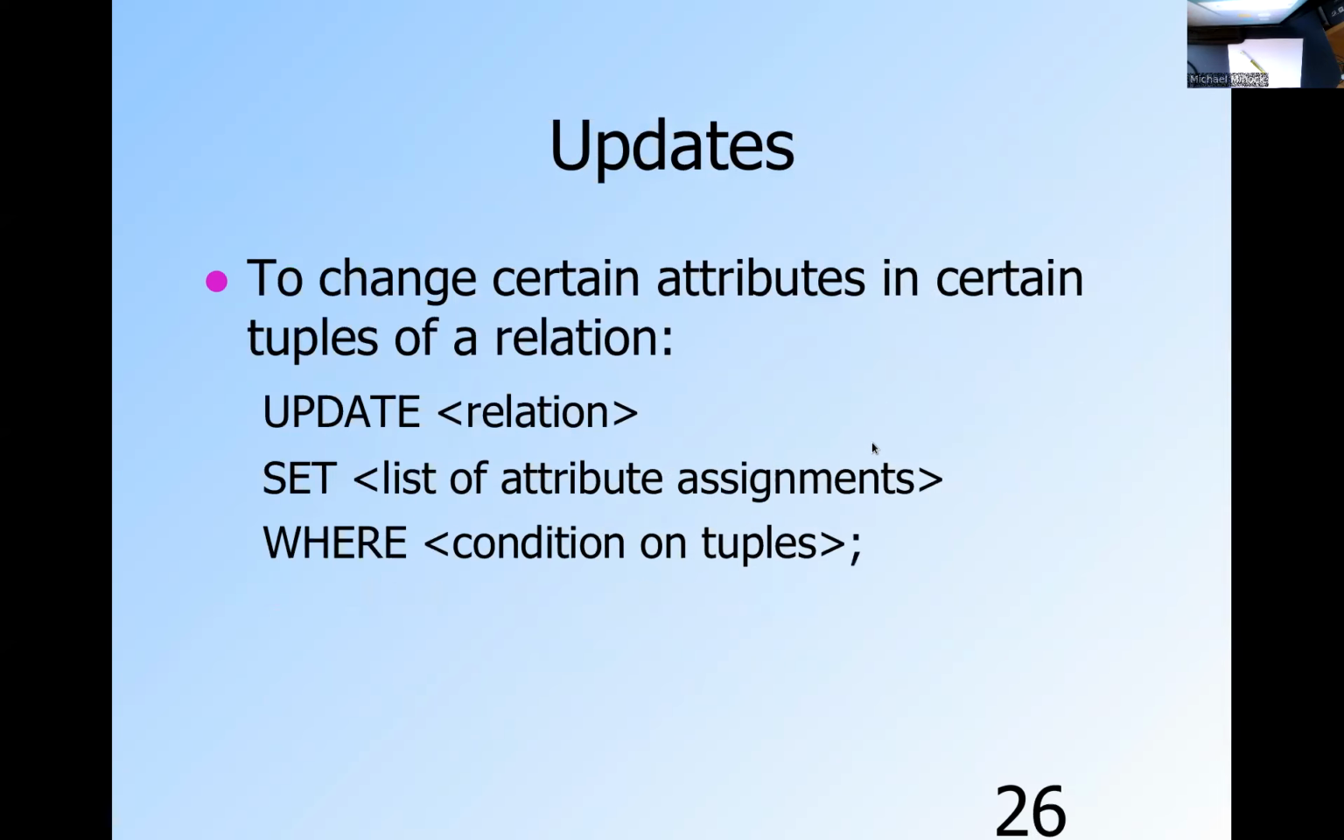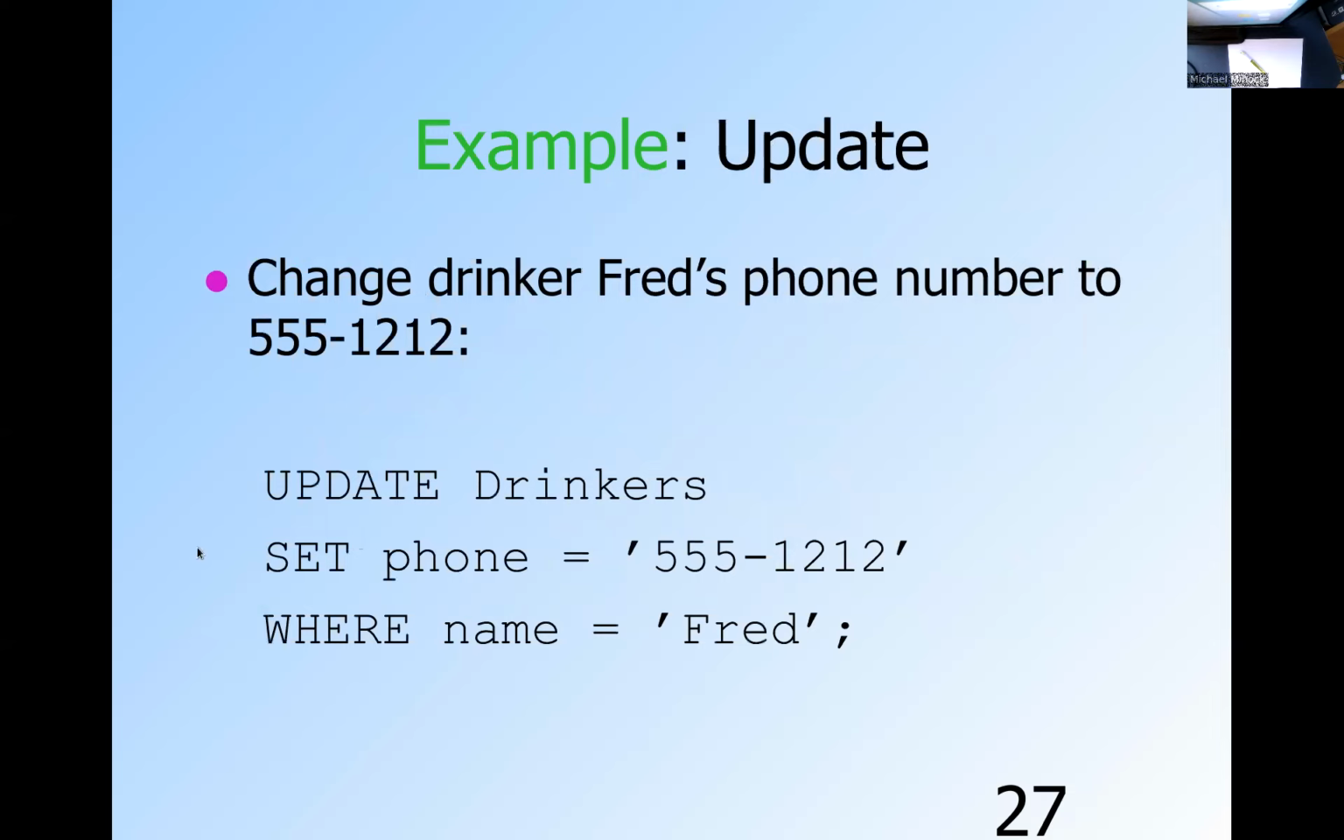All right, now we have updates. What updates are, they're a way to go through and change the values in the records or in the tuples of the database. So we have an example here. Basically, set the phone number to this value here, where the name equals Fred.